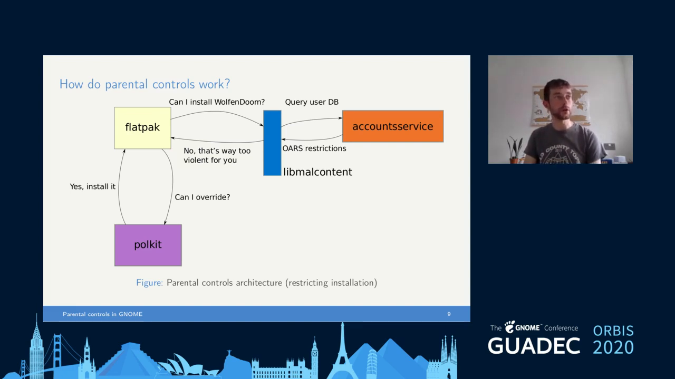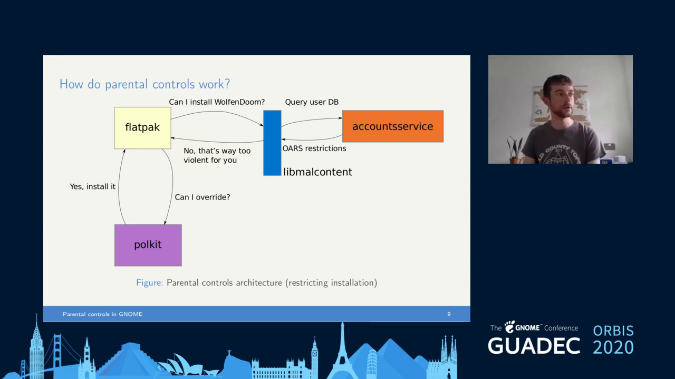Libmalcontent then queries the account service for the user's parental control settings, which indicate what levels of violence and gambling and so on the user is allowed to see. Those are returned. And then it compares those settings against the app source metadata to work out whether installation is allowed. In this case, we decide that the user is not allowed to install Wolfen Doom because it's too violent.